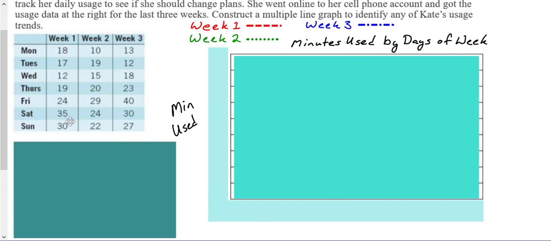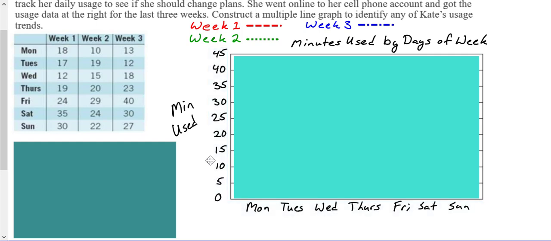Now, if we look at the data, it ranges anywhere from 13 minutes, 12 minutes, all the way up to 40 minutes. So I decided to go by fives on my graph. And on the top, I created a legend. So for week 1, I used red and a dashed line. For week 2, I did a small dashed line in green. And for week 3, I did a long, short dashed line in blue.